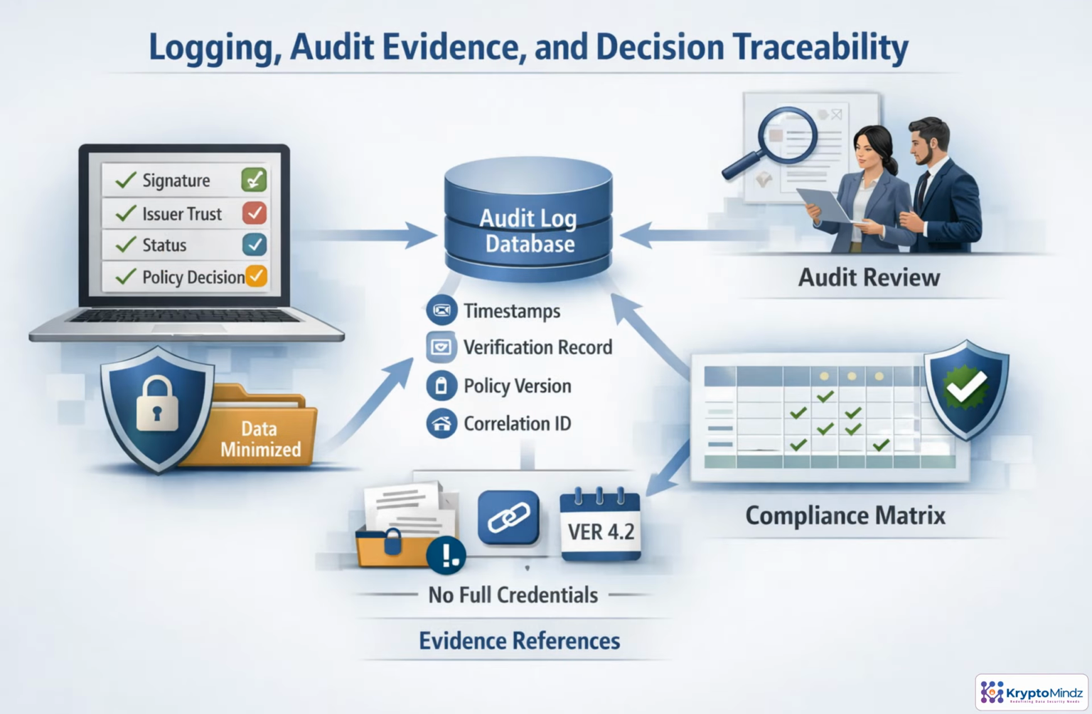Every validation run should leave a clear, minimal footprint. Record what was checked, the outcome, the policy version, and a correlation ID that ties the decision to a specific customer journey or case file. Instead of storing full credentials, keep evidence references and timestamps, so auditors can reconstruct what happened without exposing extra personal data. Then align these logs to your compliance matrix, so each audit trail supports a specific AML or KYC control.